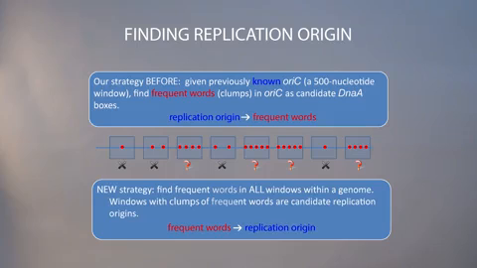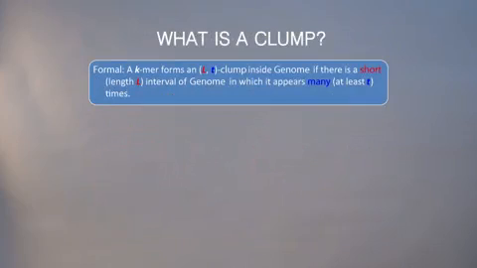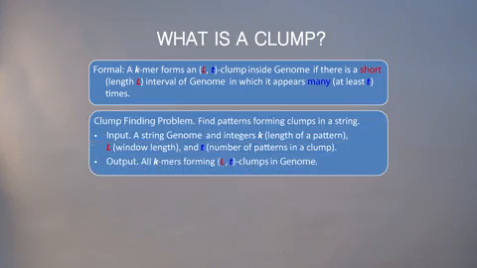found a replication origin. Well, let's define short as something of length L, and many as at least t times. That defines the notion of an (L,t)-clump. It's a k-mer that appears in a window of length L at least t times. And now you have a new Rosalind challenge, which is the clump finding problem. You are given a string called Genome, an integer k, the length of the k-mer, an integer L, the window length, and t, the number of patterns in a clump. In output, you have to find all (L,t)-clumps in the genome. And we hope that every (L,t)-clump will point us to the location of the replication origin.